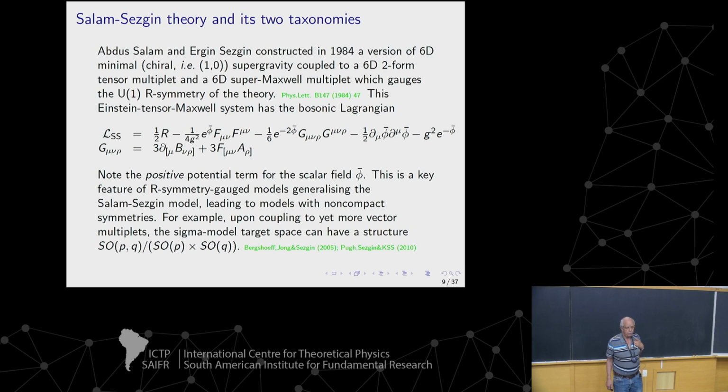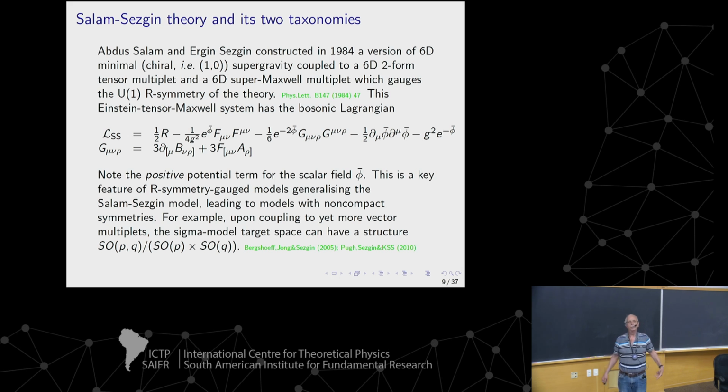So back in 1984, there was a construction by Abdus Salam and Ergin Sezgin, at your parent institution in Trieste. There's a version of a 6-dimensional supergravity, minimal. That means in 6 dimensions, it's chiral supersymmetries, (1,0). It's coupled to a 2-form tensor multiplet and a super Maxwell multiplet. Now, there's an R symmetry.